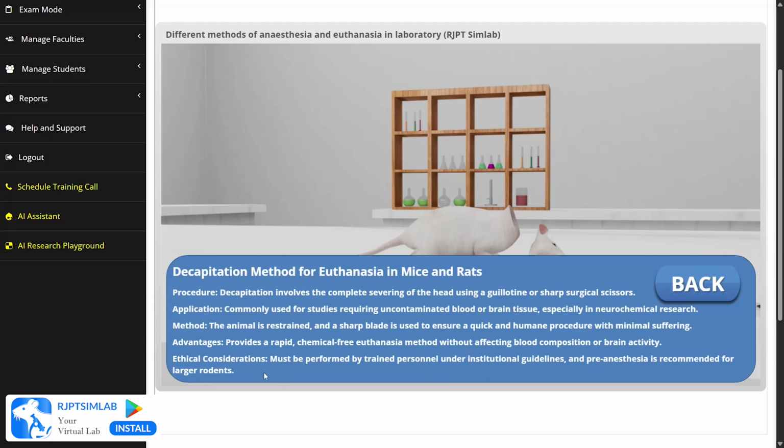activity. And the ethical considerations are that it must be performed by well-trained personnel following institutional guidelines, and pre-anesthesia is recommended for larger rodents. We have to provide pre-anesthesia so that the animal does not move or disrupt the process of euthanasia.